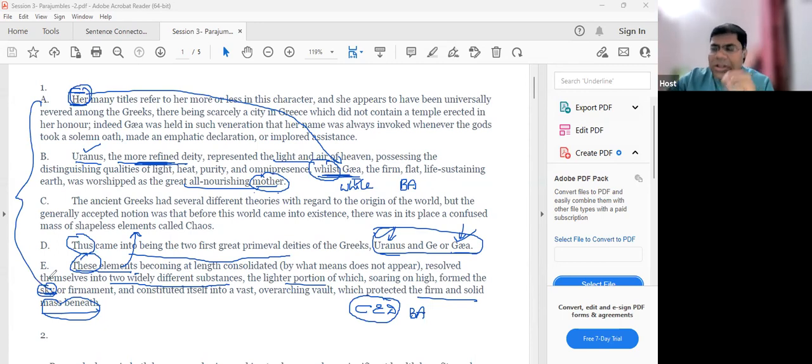If you look at all the past year papers in which parajumbles have come, in almost 90% of the cases, by using pronouns, we are able to get the question correct. Just by using the pronouns, you can crack this.